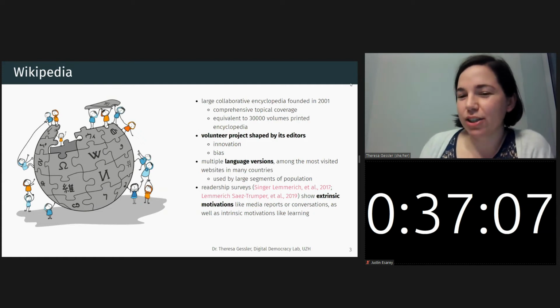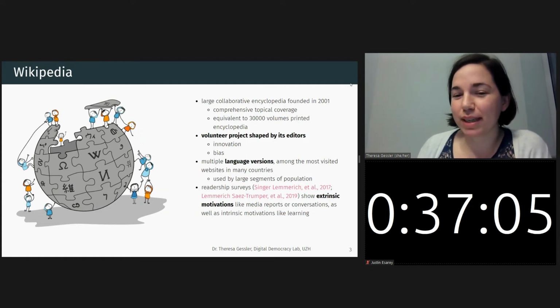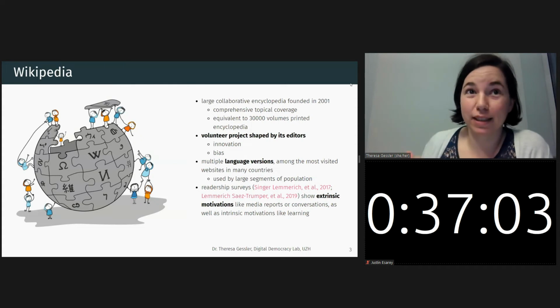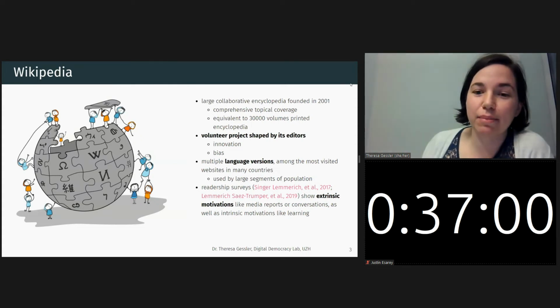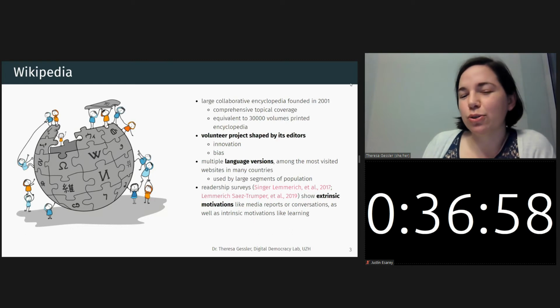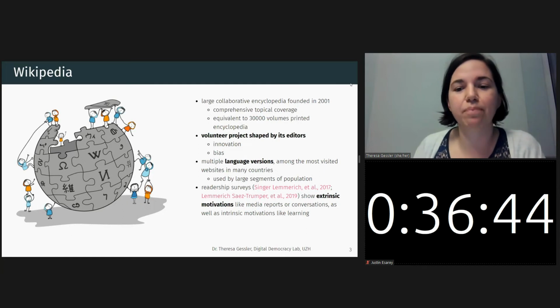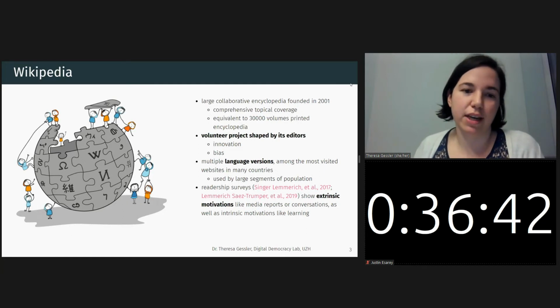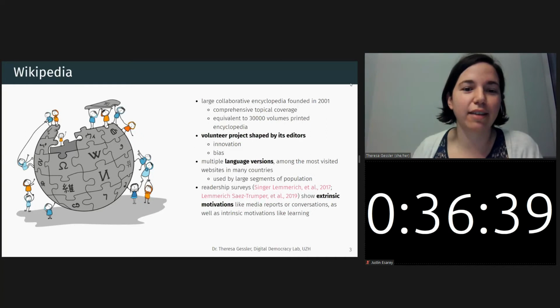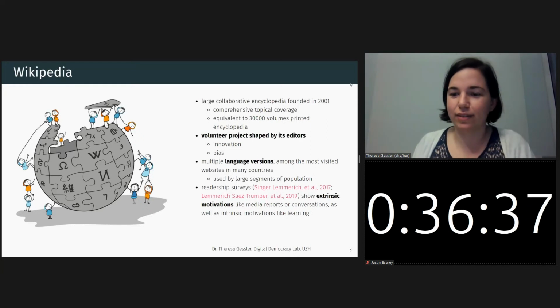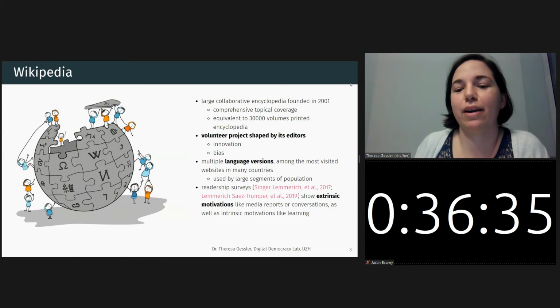There are a few readership surveys that study people who agreed to participate in a survey when being on the Wikipedia page. And they showed two things that I think are interesting to highlight, namely that it's extrinsic motivations for most people. So for example, we hear about something in the media, we talk to someone, and then we decide to look that thing up on Wikipedia. But also some intrinsic motivations, like people want to learn about something, so they look up the Wikipedia article. So this is just something to keep in the back of your mind.